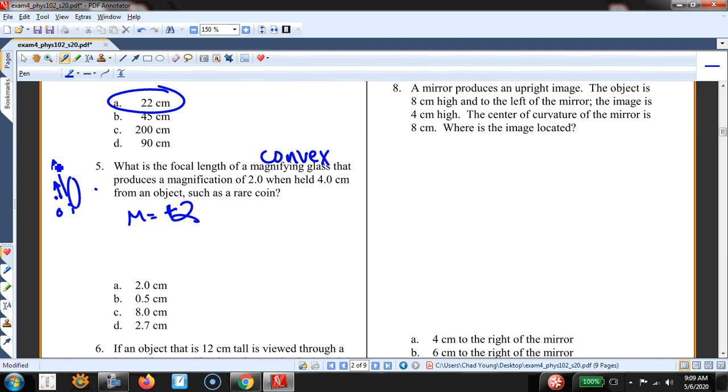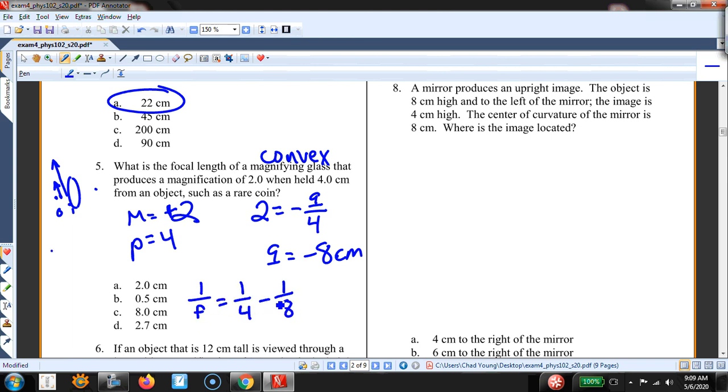So M is equal to positive 2, P is equal to 4, and then that's all I really know right now. So I need to know the focal length. I can say 2 is equal to negative Q over P, which is 4. So Q is equal to negative 8 centimeters. And then I'm looking for the focal length, so I say 1 over F equals 1 over 4 minus 1 over 8, so F is equal to 8.